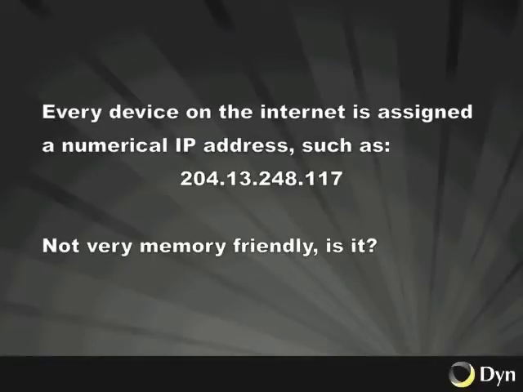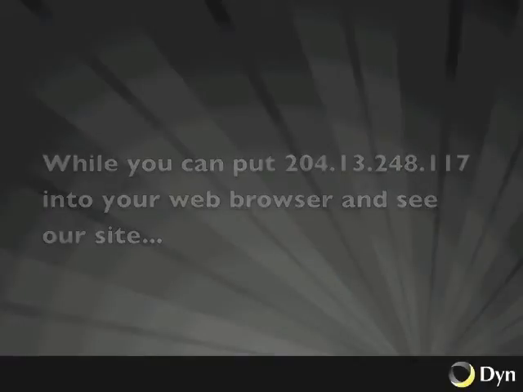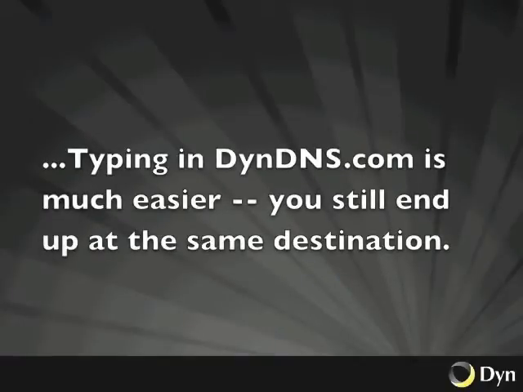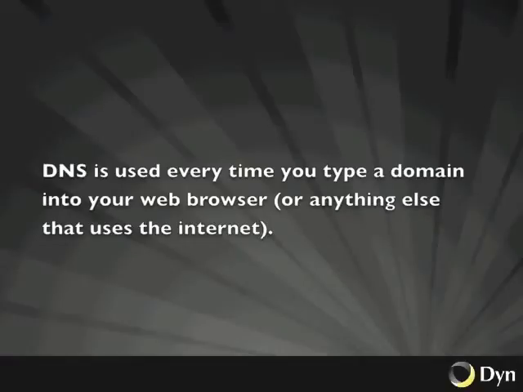So, every computer on the internet is actually given a numerical IP address. This address is where it's located on the internet, and it's a series of numbers like, say, 204.13.248.117. Now, that's the IP address of our company website, but instead you can type dyndns.com. You put that into your web browser, and that'll actually get translated to that numerical IP address. Much easier to remember, and that's part of what DNS does.